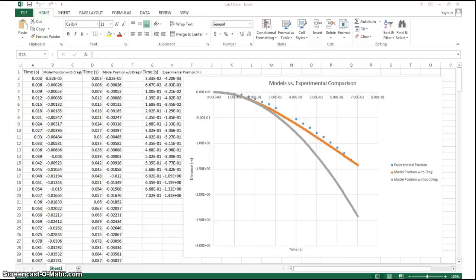Here, the computational model without drag and with drag and the experimental model were plotted. The computational model without drag force overpredicted how much the bag actually moved. This is because the weight force was not the only force acting upon the bag. Now, when comparing the computational model with weight and drag force and the experimental model, the plotted points were very, very close to each other at both the beginning and the end.